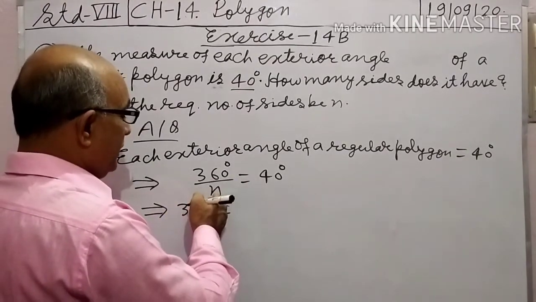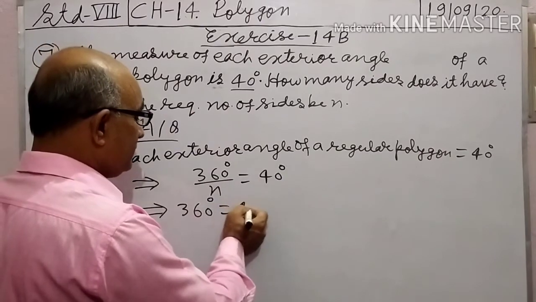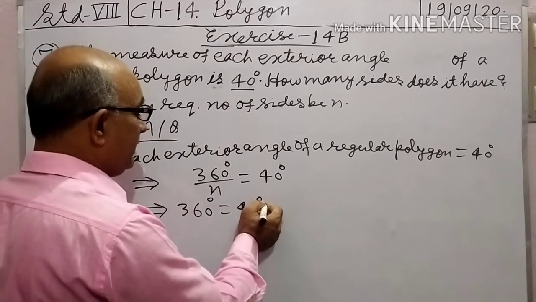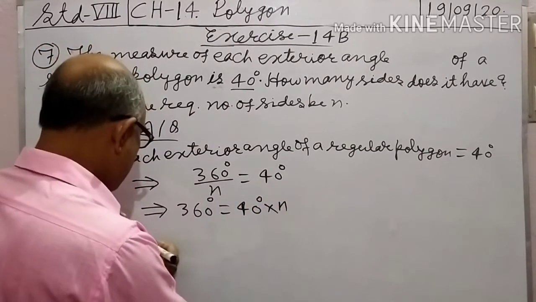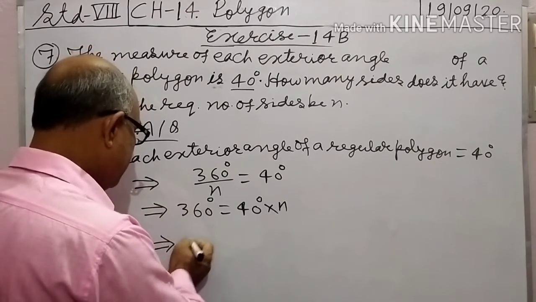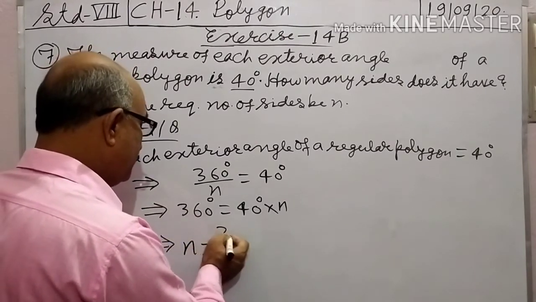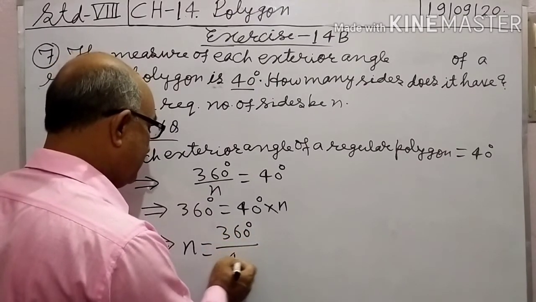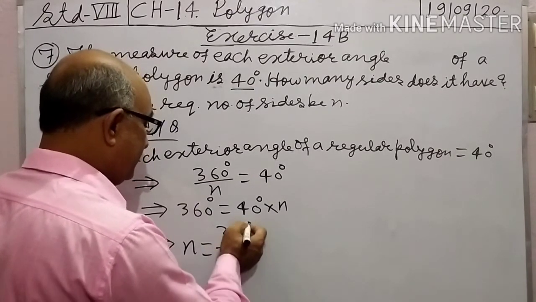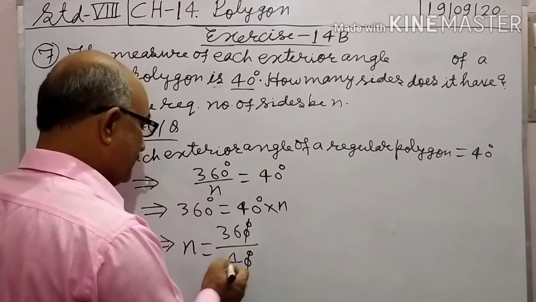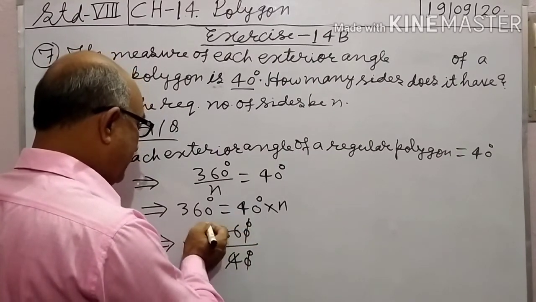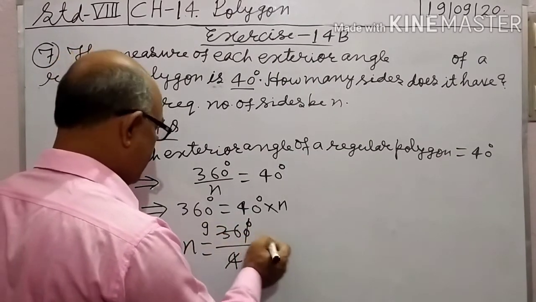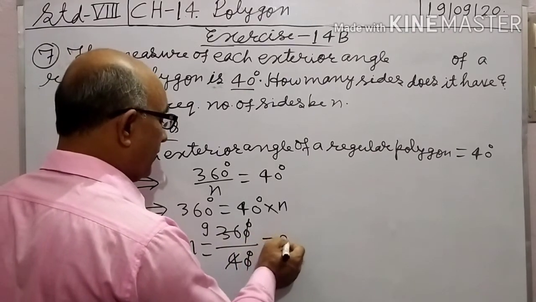That implies 360 degree equals 40 degree into n by transposition. That implies n equals 360 degree by 40 degree. Zero and zero cancel. 4 nines are 36, so n equals 9 sides.